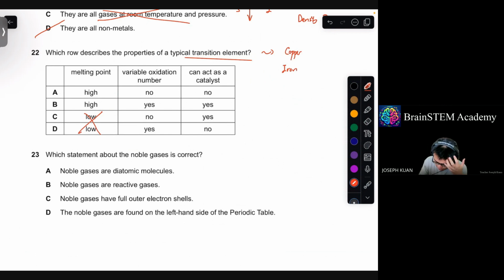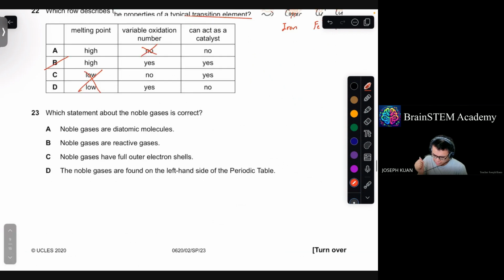So the best answer out of this is actually B, because transition elements can also act as a catalyst. So the answer is B. High melting point, variable oxidation number. For example, copper, there's copper 1 and also copper 2. And then iron, there's iron 2 and iron 3. And then they act as catalysts. For example, in the Haber process, iron is used as a catalyst. So the answer is B.